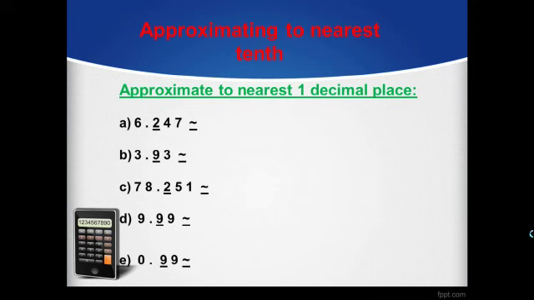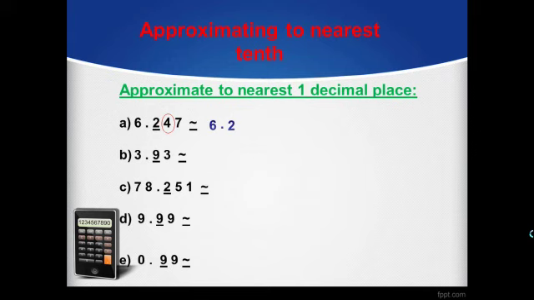First one, 6.247. Our tenth digit here is the underlined number, which is 2. We will keep numbers before it the same as they are, which is 6, and we will put decimal point. Then we will look at hundredths digit, which is here 4. It's a weak number, so we will keep tenth digit the same as it is, so keep 2 the same. And don't forget that all numbers after tenth digit will be cancelled out.